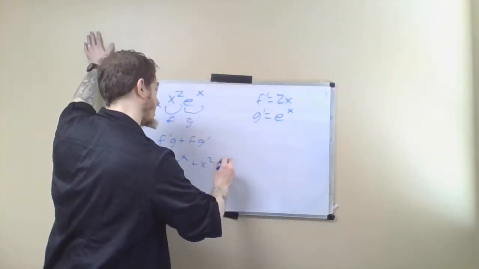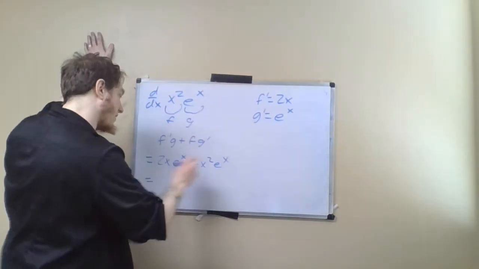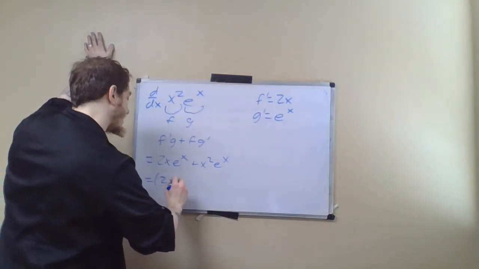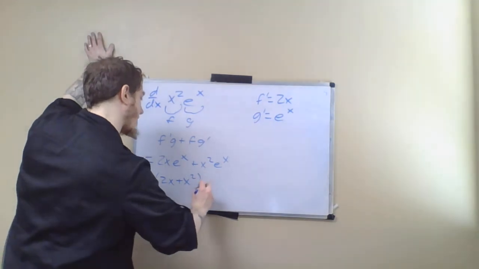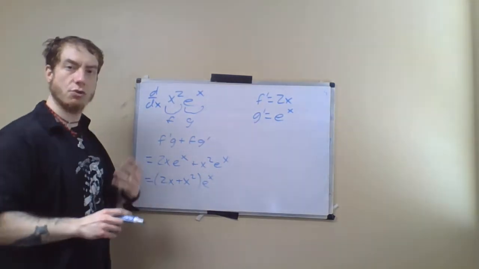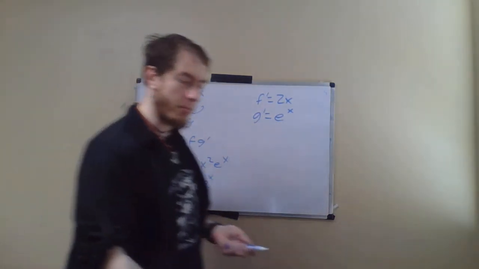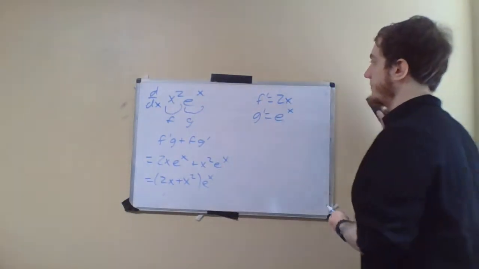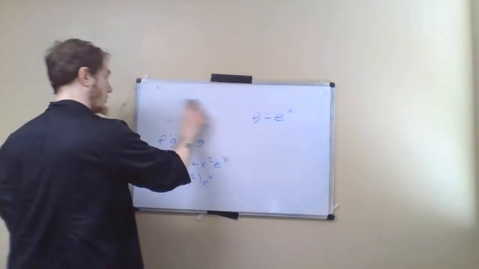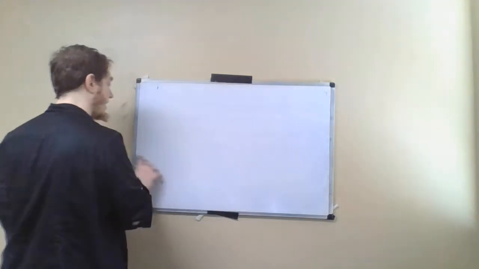plus x squared e to the x, which, if I factor out e to the x, I get (2x plus x squared) e to the x. So there we go, a nice little example of using the product rule. Of course, we can do things that are more complicated as well.